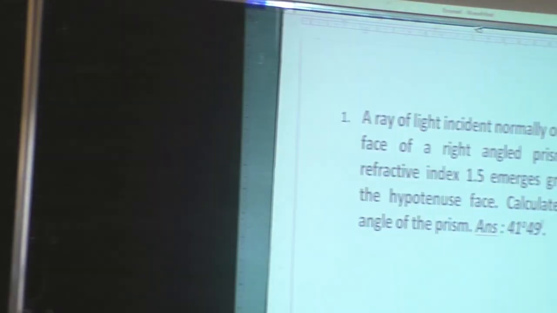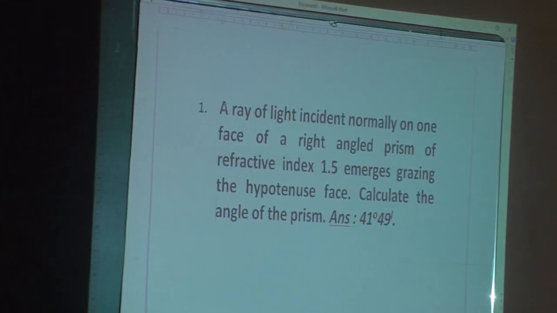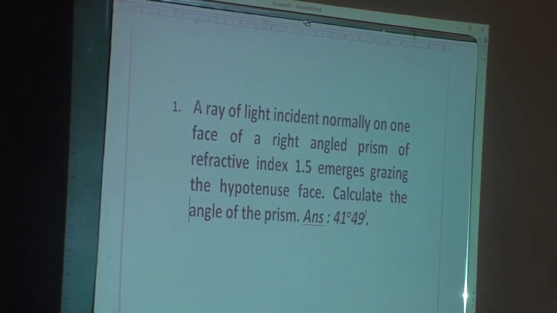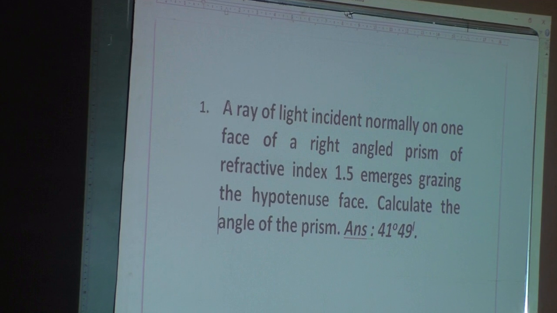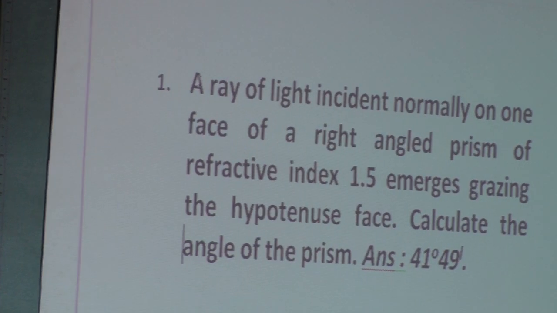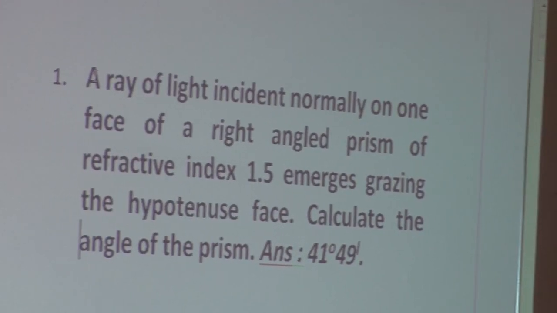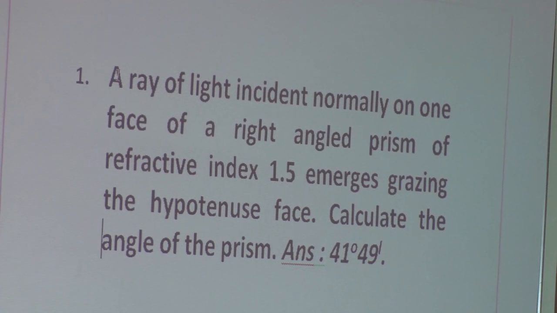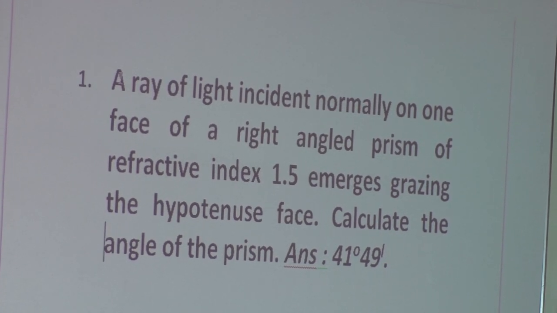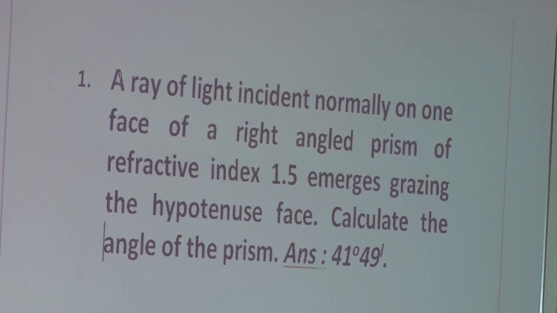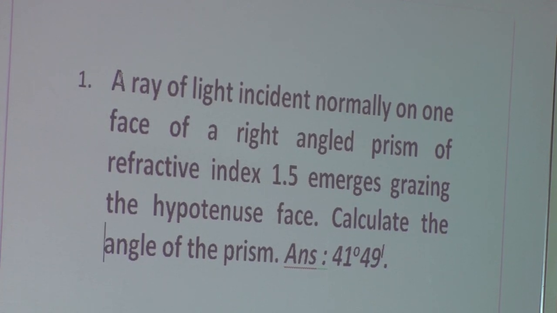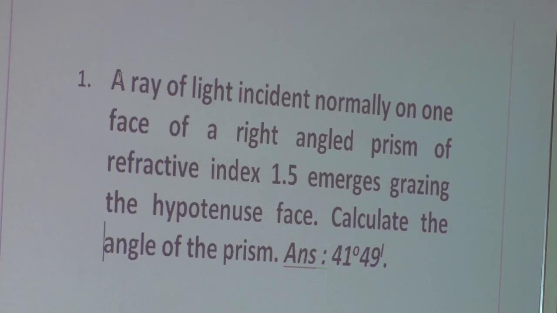A ray of light incident normally on one face of a right angled prism. What do you mean by right angled prism? The angle of the prism, that is the angle between the two refracting faces, is 90 degrees. And its refractive index is 1.5. It emerges grazing the hypotenuse face. That means it just undergoes total internal reflection. Calculate the angle of the prism.